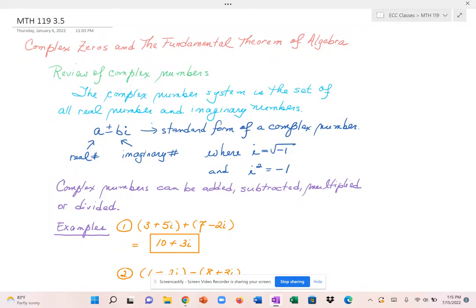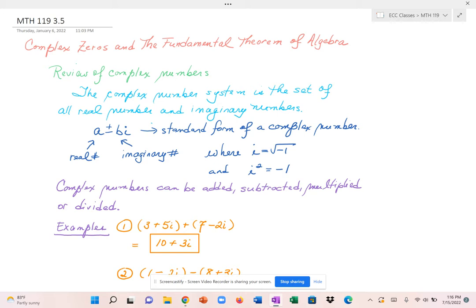Hi, this lesson is about the complex zeros of a polynomial and the fundamental theorem of calculus. So before we discuss that, we need to review what complex numbers are. The complex number system is the set of all real numbers and the imaginary numbers.